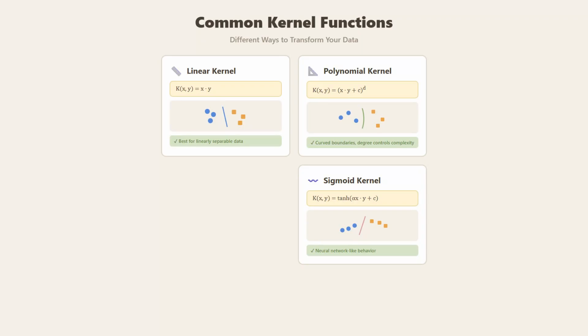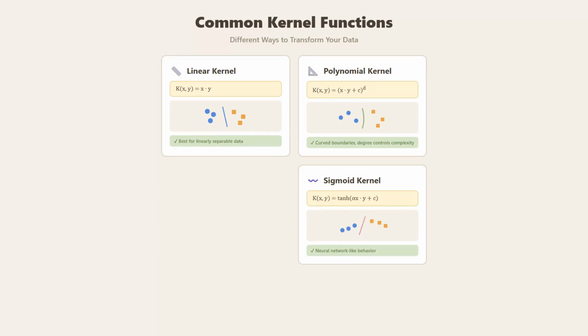The RBF kernel, also known as the Gaussian or radial basis function kernel, is by far the most popular choice. Its formula is the exponential of negative gamma times the squared distance between 2 points. RBF can model extremely complex decision boundaries and works well for most problems. This is usually the default choice when you don't know what kernel to use.